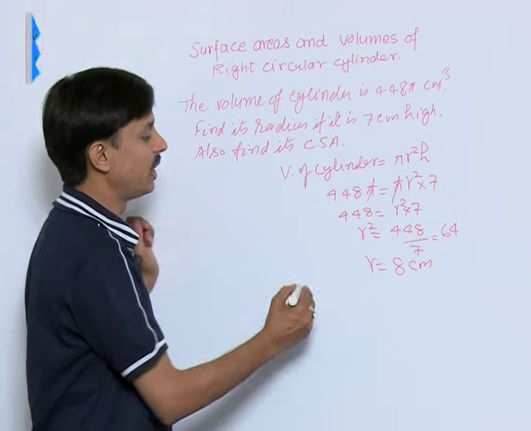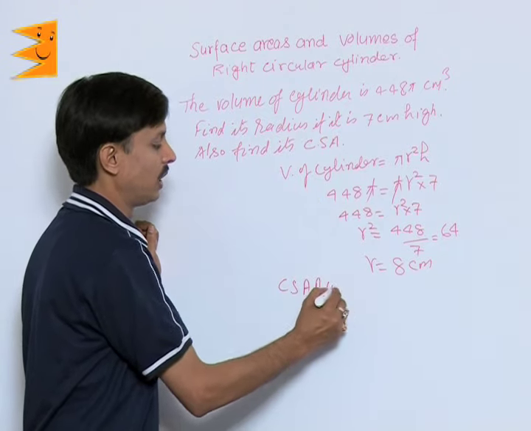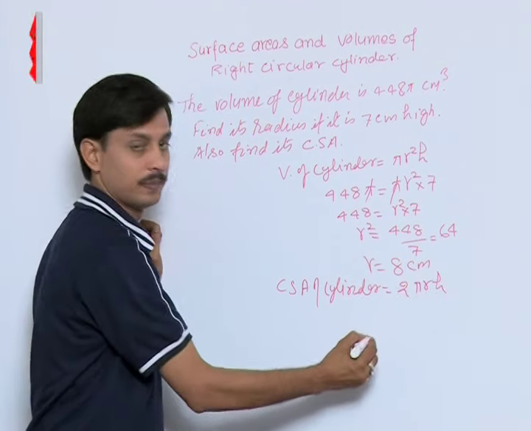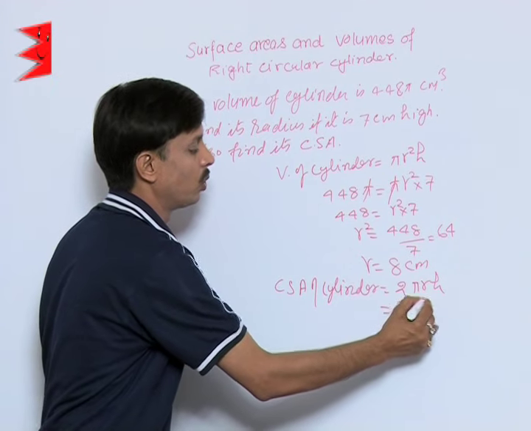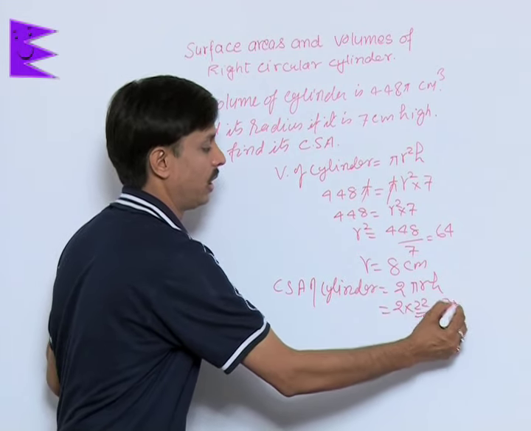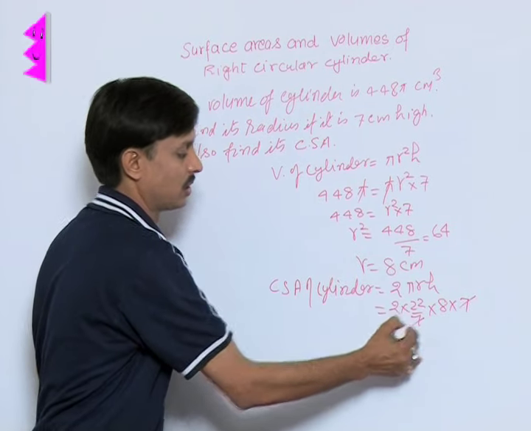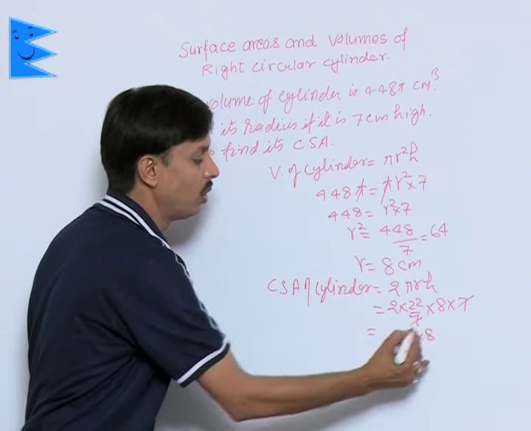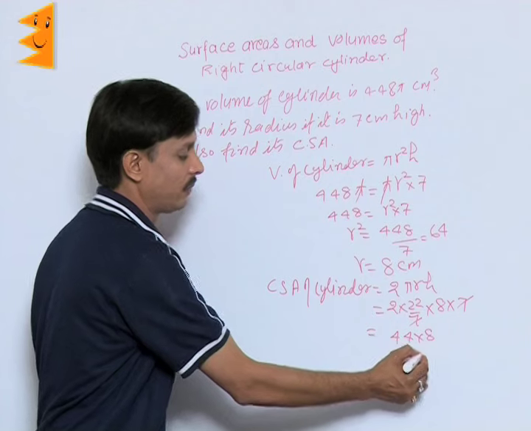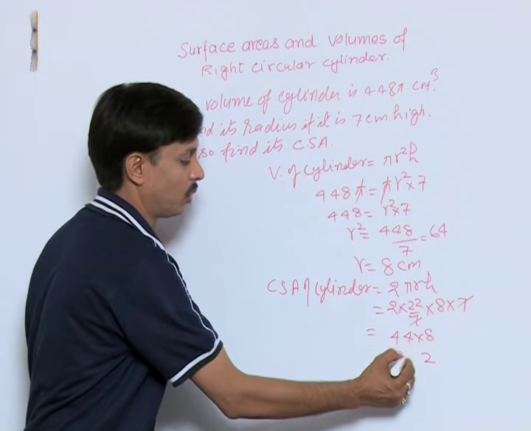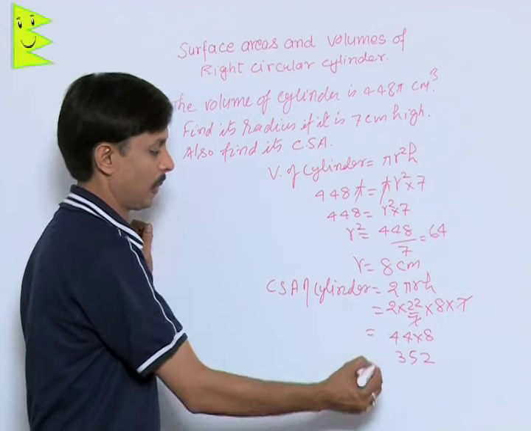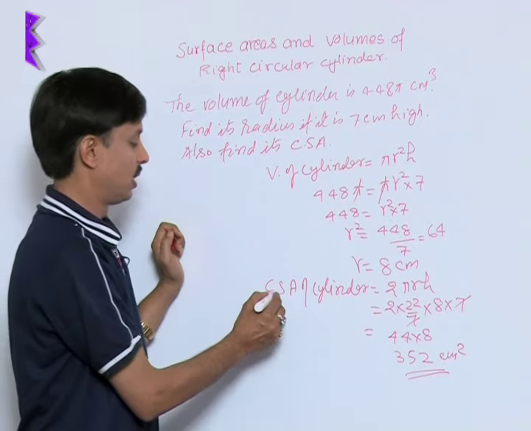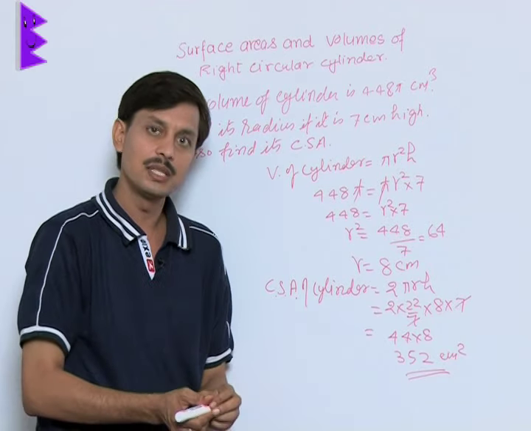Also find its CSA. CSA of cylinder, formula is 2 pi RH, meaning 2 into 22 by 7 into radius 8 into height 7. This gets cancelled. So I can say it is what? 44 into 8. So 8 fours are 32, then 8 fours are 32 plus 3 is 35. So this is 352 centimeter square, the curved surface area of this cylinder.